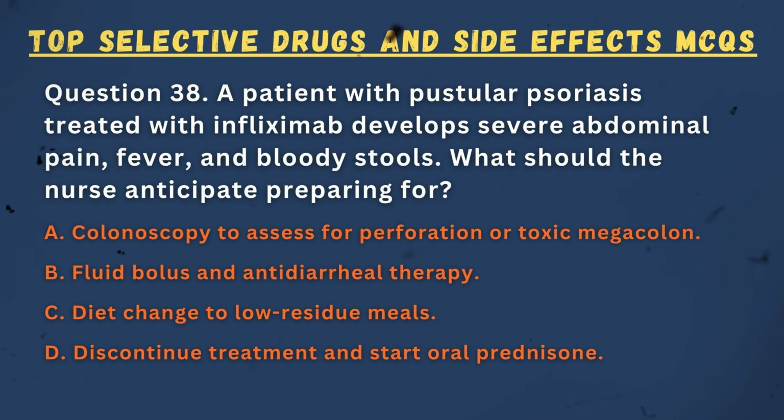Question 38. A patient with pustular psoriasis treated with infliximab develops severe abdominal pain, fever, and bloody stools. What should the nurse anticipate preparing for? A. Colonoscopy to assess for perforation or toxic megacolon. B. Fluid bolus and antidiarrheal therapy. C. Diet change to low residue meals. D. Discontinue treatment and start oral prednisone.